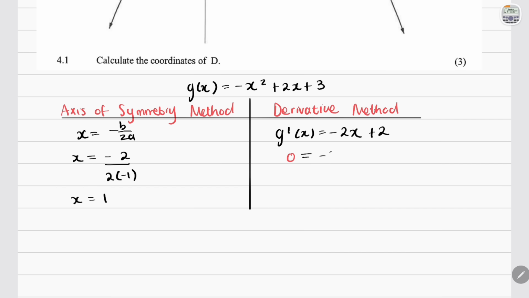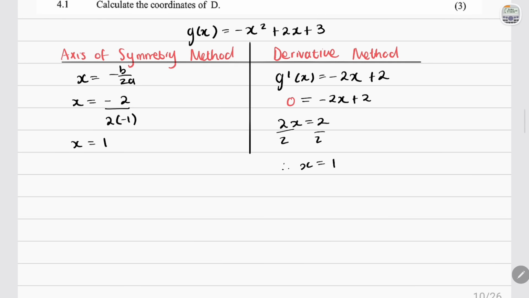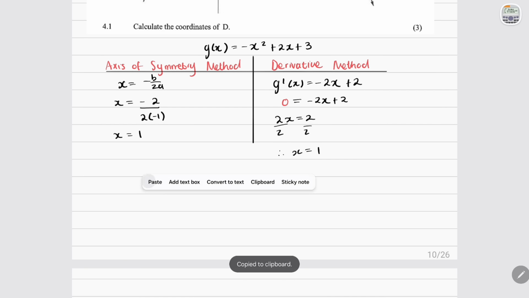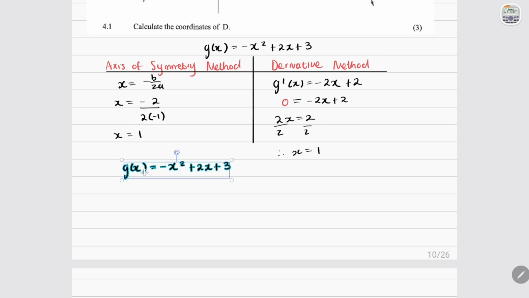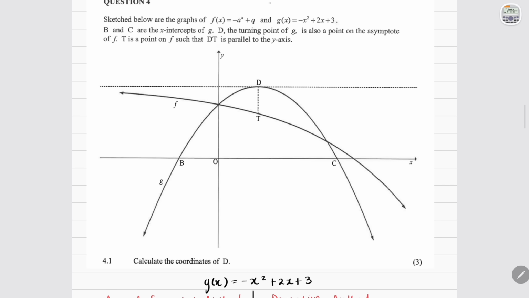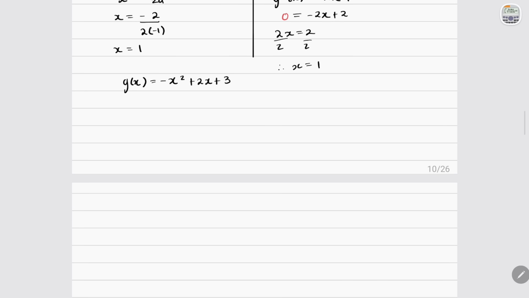And so we say negative 2x plus 2 is equal to 0. You can simply take that over. So 2x is equal to 2. Divide both sides of the equation by 2, and x is equal to 1 again. So these are just two methods to find the x value of the turning point. To find the y value, you're just going to use the equation of the graph that you already have. Because it's g of x, it's going to give you the y value that goes with it. So take that x value of 1 and substitute it into your equation to get its corresponding y value.